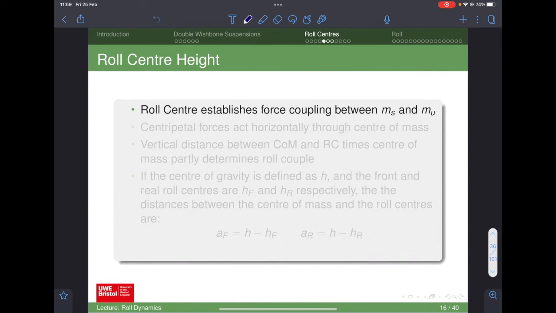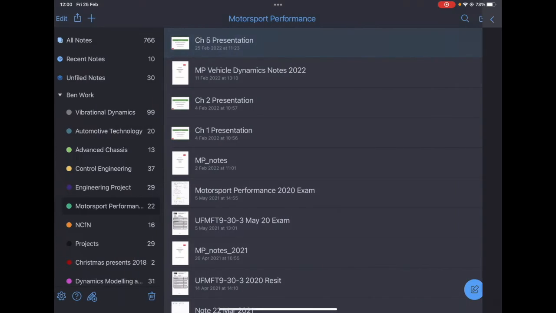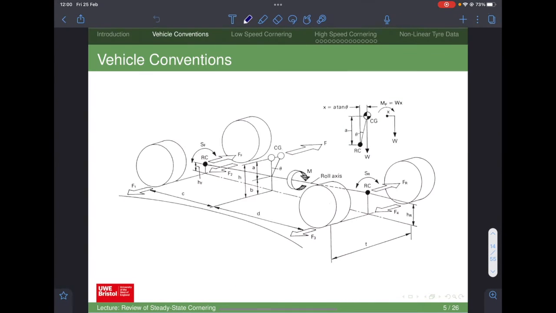Now, the roll centre height has quite a significant impact on the vehicle. As we said, the roll centre establishes the force coupling between the sprung mass and the unsprung mass of the vehicle. Centripetal forces, or centrifugal forces, act horizontally through the centre of mass, and clearly there's a distance between the roll centre and the centre of mass. If we go back to that picture, chapter 2, you've got that distance A.